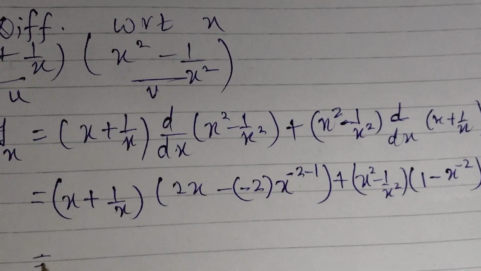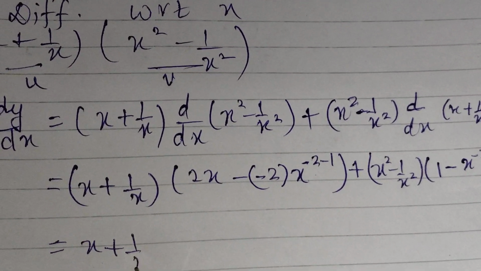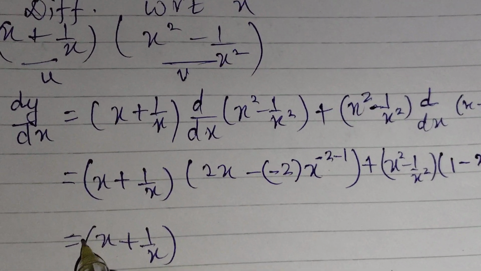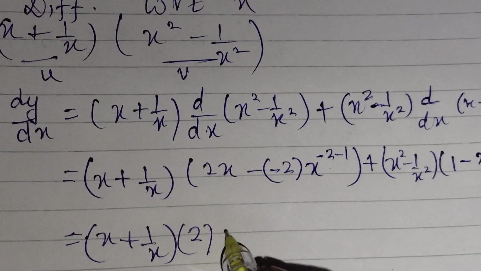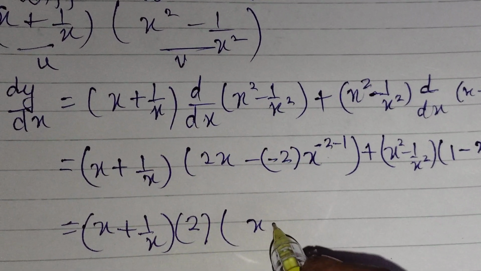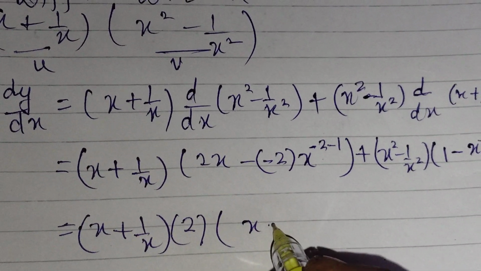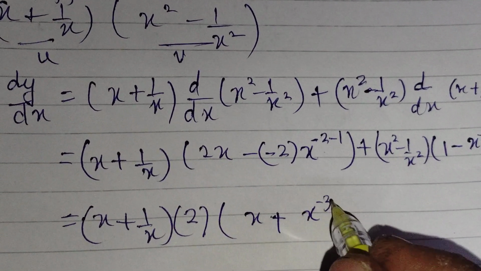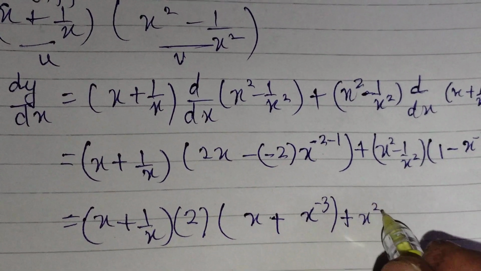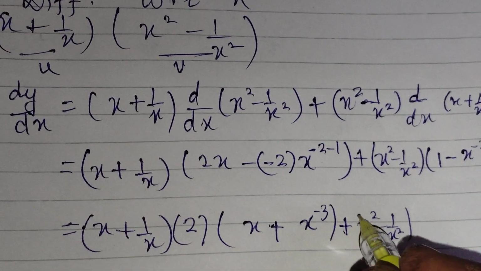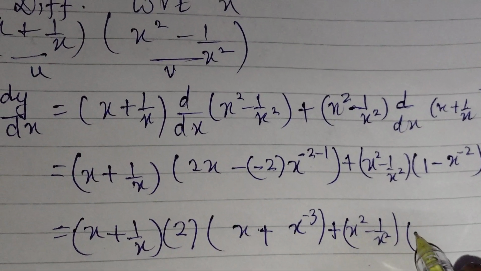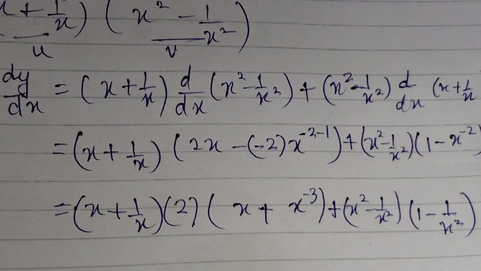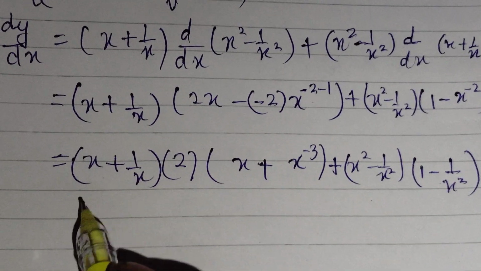Now make the power positive after taking common. 2 is common from the second bracket, so we write 2, so x, and this becomes positive, minus minus positive in multiplication, x power minus 3, and plus x square minus 1 upon x square, and here 1 minus x square, x power minus 2, it becomes positive when we write in the denominator x power 2, 1 upon x power 2.